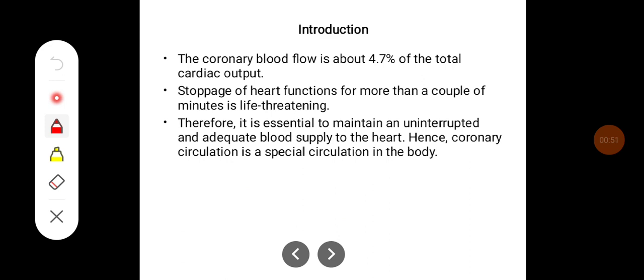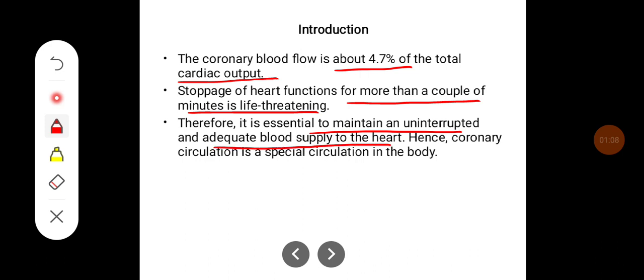Coronary blood flow is about 4.7% of the total cardiac output. Stoppage of heart functions for more than a couple of minutes is life threatening. Therefore, it is essential to maintain an uninterrupted and adequate blood supply to the heart. Hence, coronary circulation is a special circulation in the body.